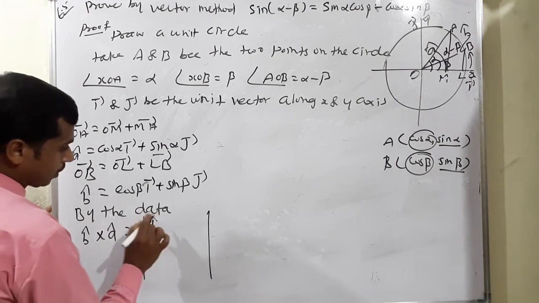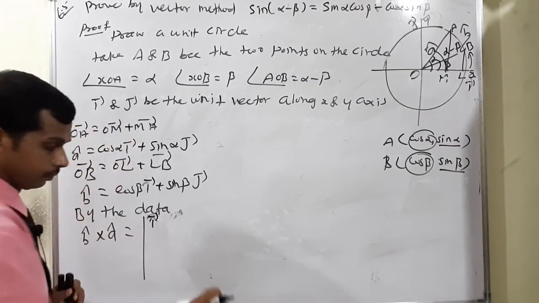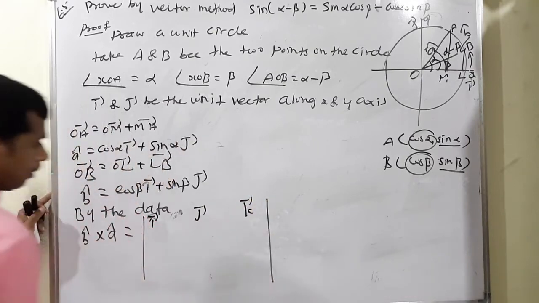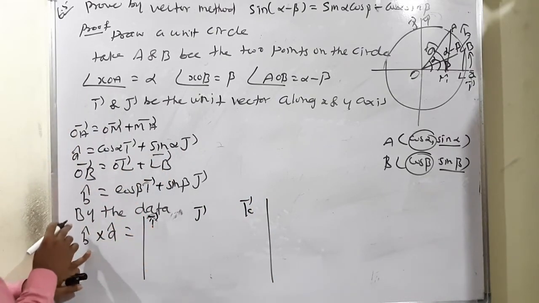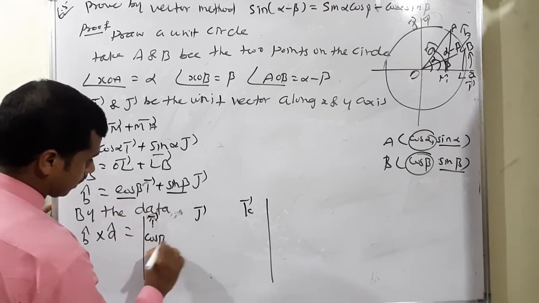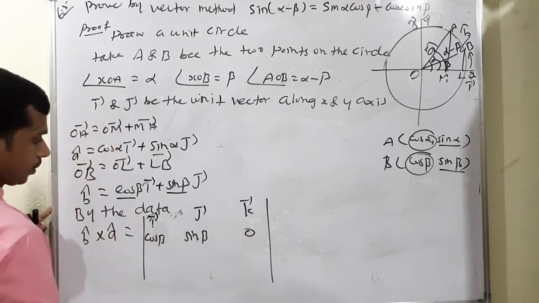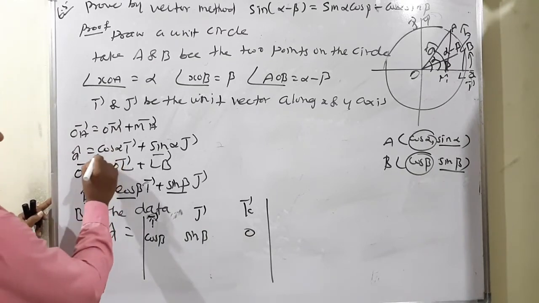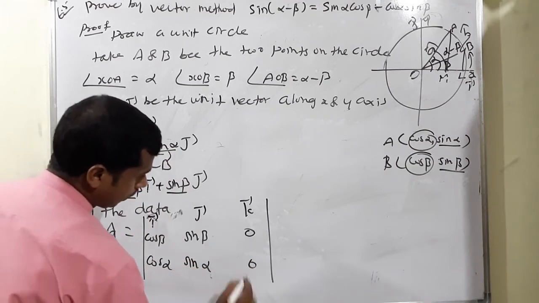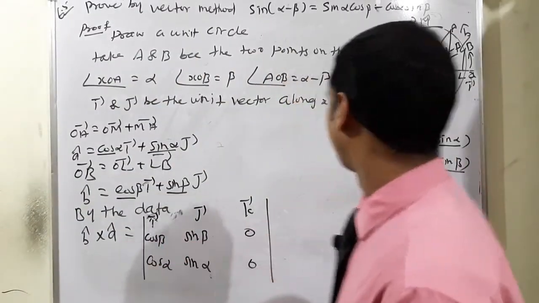So i vector, j vector and k vector. For the B vector row, the terms are cos beta, sin beta. The k vector, we don't have a value, so that's why I have written 0. Then A cap is equal to cos alpha, sin alpha, and there is also no value for k. Therefore, simplify B cap cross A cap.